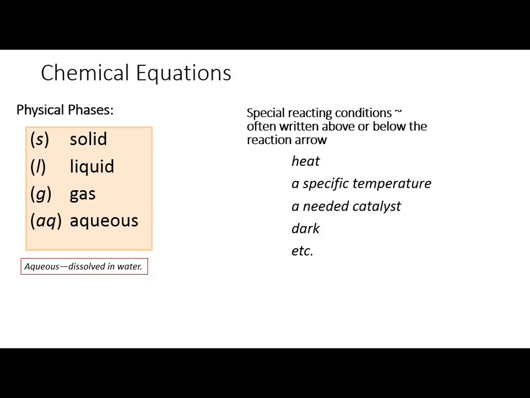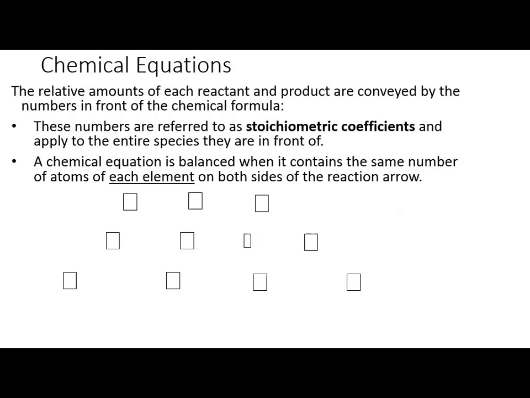The other thing that an equation can do, usually written over what we call the reaction arrow, is tell the story. For instance, do you need any sort of heat? Do you need to add a catalyst? A lot of times, like I said, it'll be over the reaction arrow to tell you these things. Nice, concise.